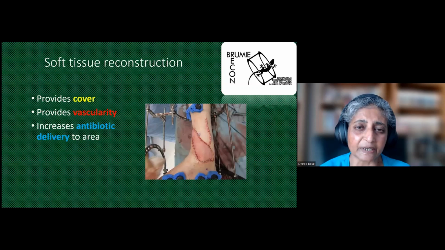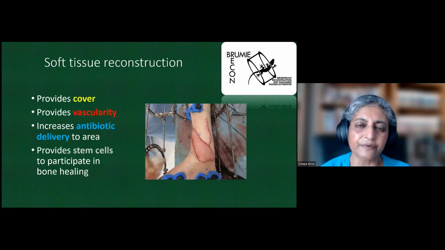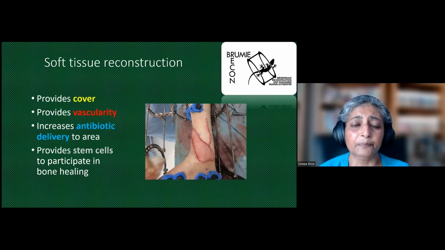It increases antibiotic delivery, because systemic antibiotics will only go as far as the blood supply can take them. So if you have better blood supply, then systemic antibiotics will reach the area of interest. And finally, there is some evidence to show that vascularized tissue, especially muscle, provides undifferentiated mesenchymal stem cells, which can be recruited into the fracture healing process. So there are certain advantages to providing robust soft tissue cover. And please note, you can't do this with skin graft. It has to be vascularized tissue.